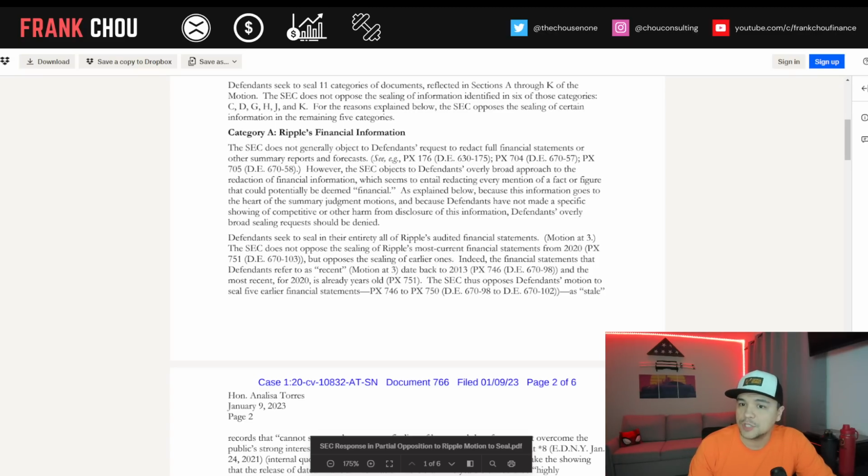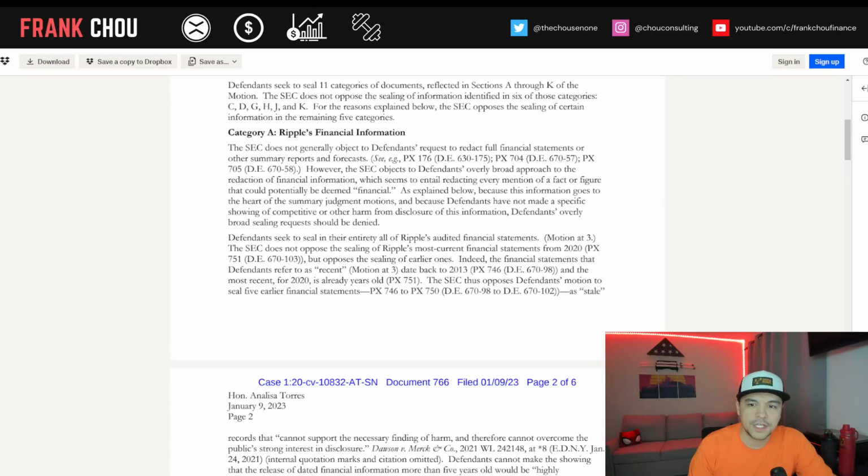However, the SEC objects to defendants' overly broad approach to the redaction of financial information, which seems to entail redacting every mention of a fact or figure that could potentially be deemed financial. So the SEC doesn't really care if the full financial statements are redacted, but the one thing that they are opposed to here is the fact that Ripple is saying anything with a number associated with it is something they want to redact. Take a look here further.